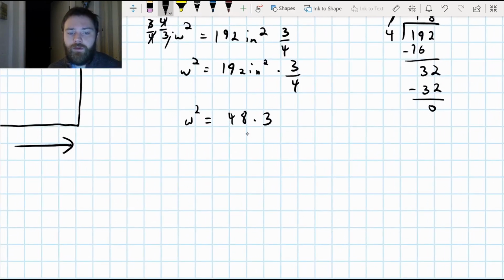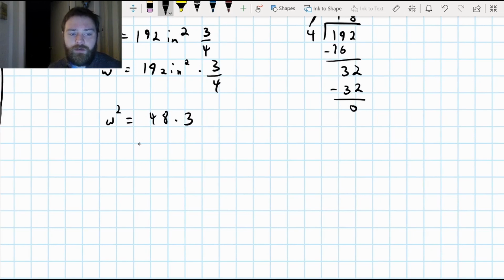And then I'm going to multiply this out. So 40 times 3 is 120, and then 8 times 3 is 24. So 120 plus 24 is 144 inches squared. Okay? So that's still inches squared. And then right here, I can take the square root of both sides. So I get W equals plus or minus 12 inches.